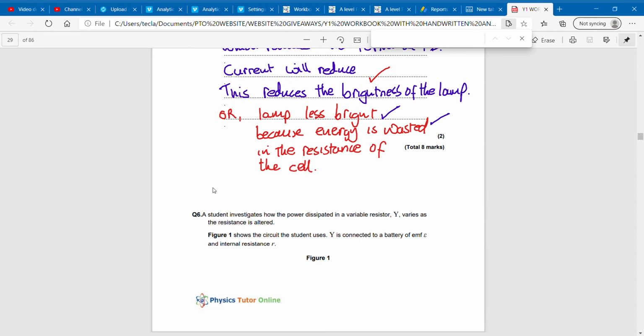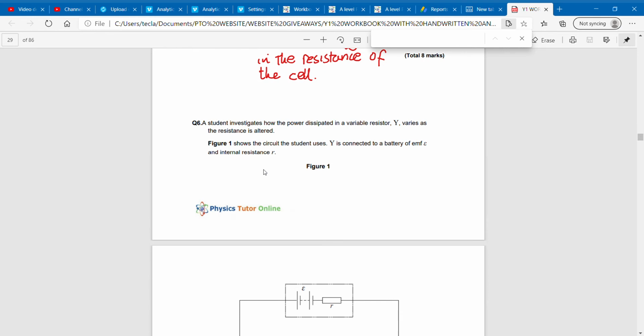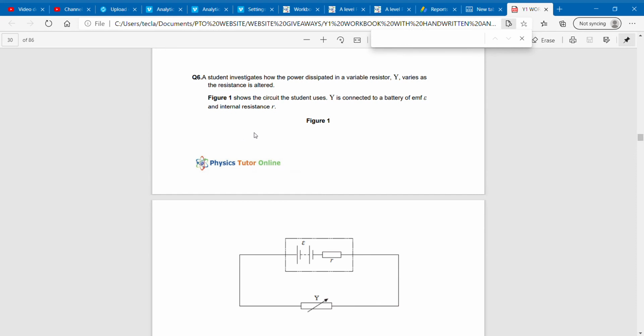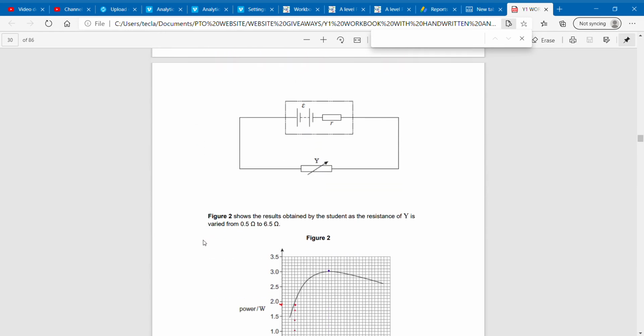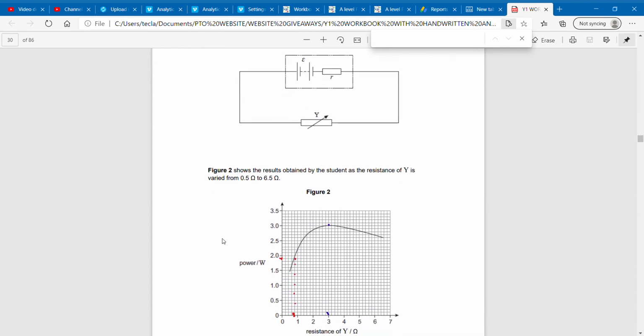Question 6. A student investigates how the power dissipated in a variable resistor Y varies as the resistance is altered. Figure 1 shows the circuit the student uses. Y is connected to a battery of EMF, epsilon, and internal resistance r. So we've got the graph here, which is the power against resistance graph. For this circuit, as the resistance of this variable resistor is changed, we are measuring the power, and we're seeing how it changes.